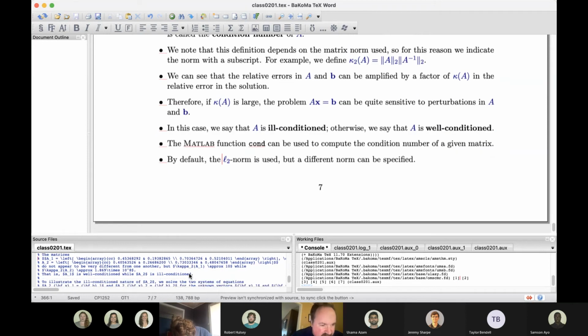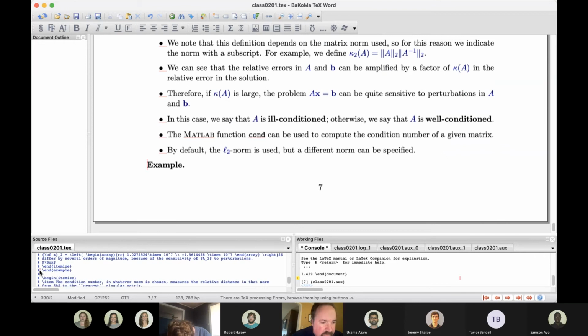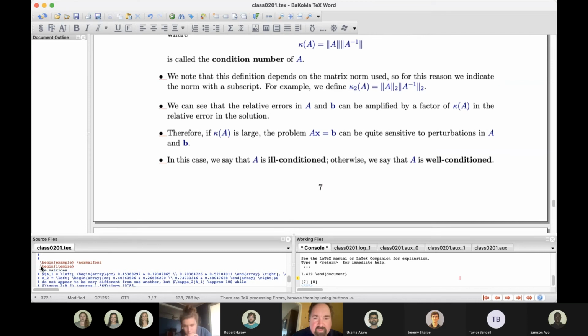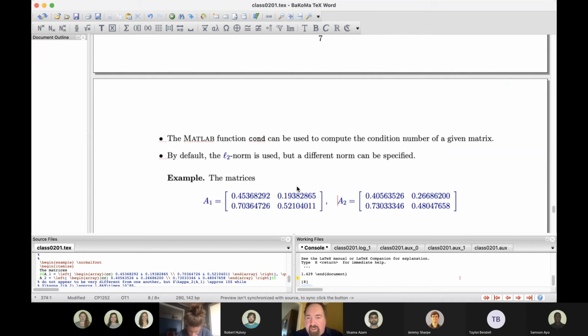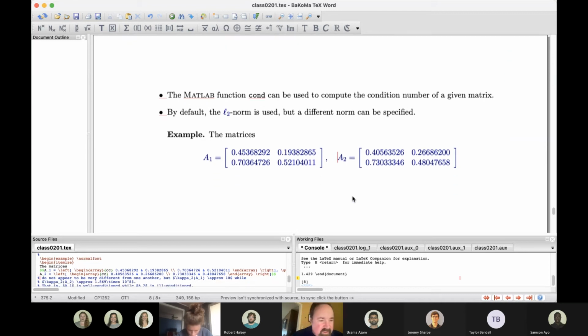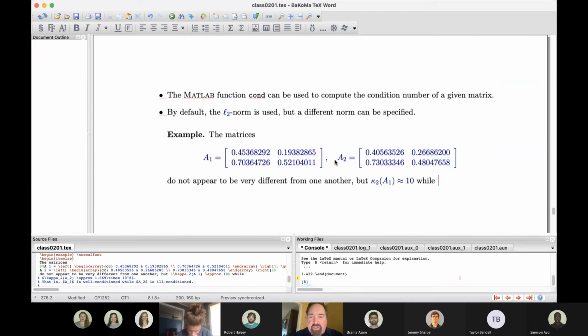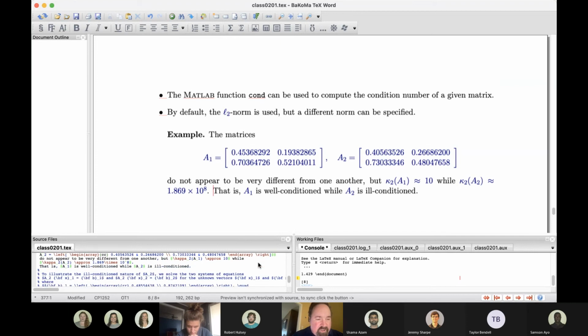Now, as an example about the effect of conditioning, I have some sample matrices here that just by eyeballing it seem to be pretty close to one another. This matrix is well conditioned, condition number of 10. The one on the right is ill conditioned, on the order of 10 to the 8th. So you can't really tell condition number just by looking, except in certain very special cases.